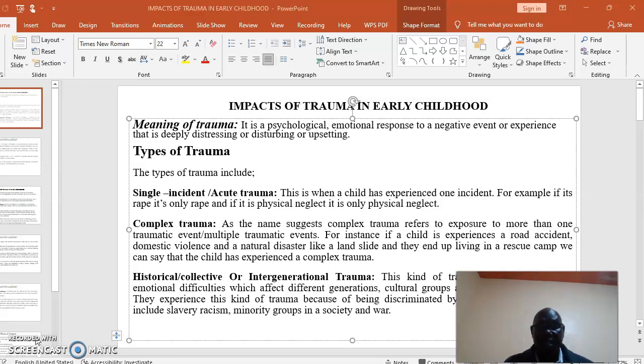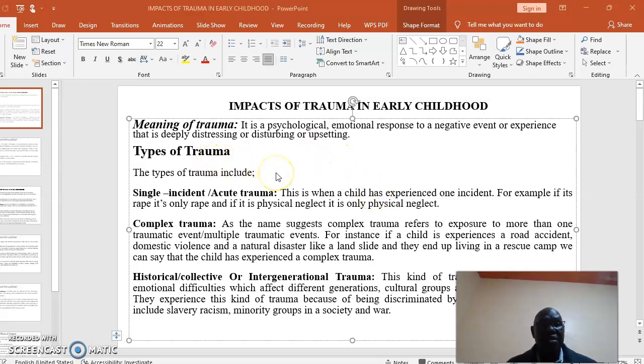First and foremost, I want us to give the meaning of trauma. Trauma is a psychological emotional response to a negative event or experience that is deeply distressing or disturbing or even upsetting.